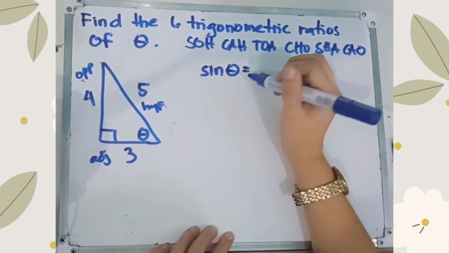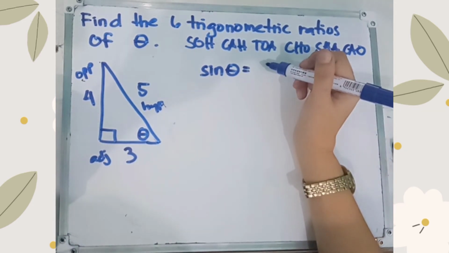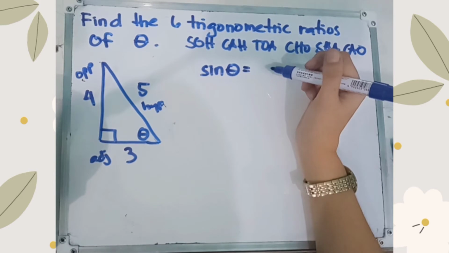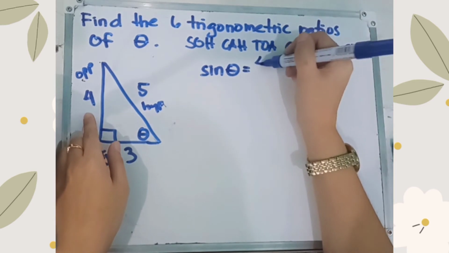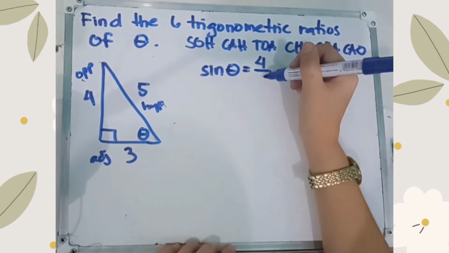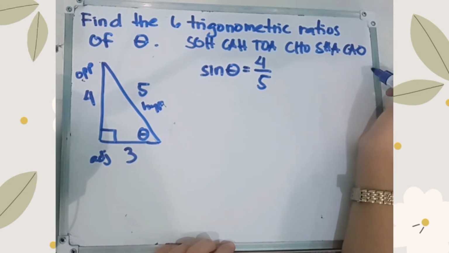So starting with sine theta, we know that sine theta is equal to opposite over hypotenuse. Opposite is 4, hypotenuse is 5. Therefore, sine theta is 4 over 5.